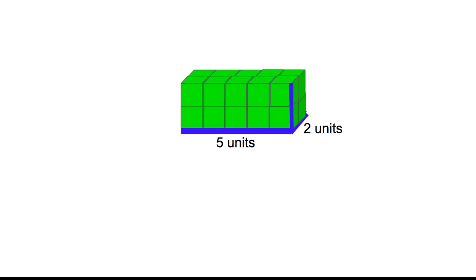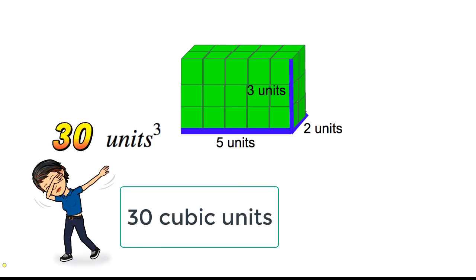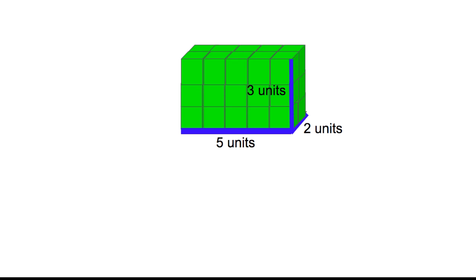I am going to stack a third layer of cubes. Ten, ten, ten. Altogether, 30 cubes are stacked. So, 30 cubic units are the volume. Let's use the formulas as well.